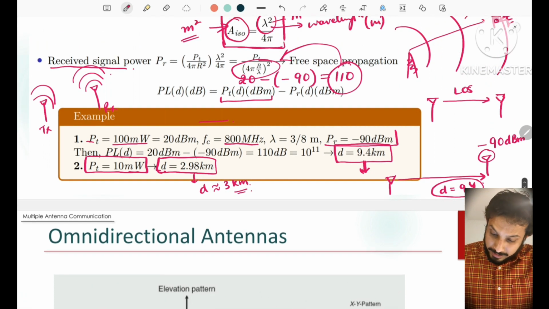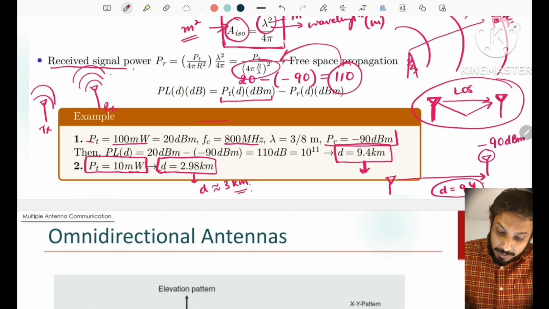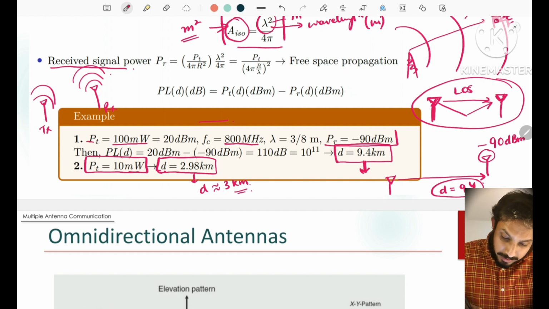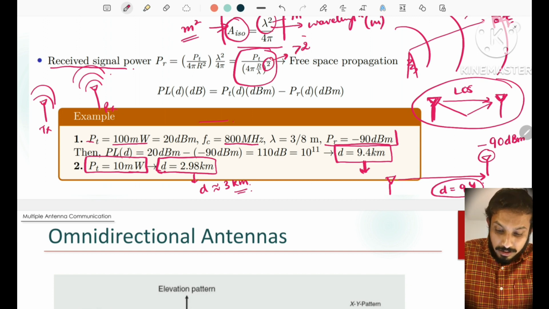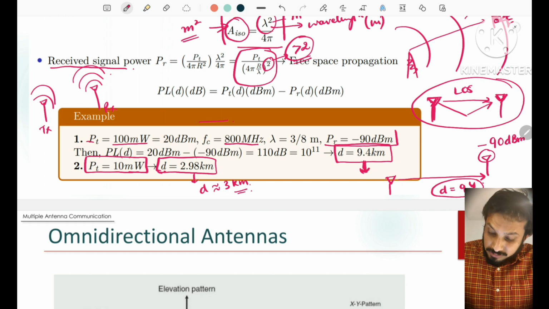And this is the case when we have line of sight expression or line of sight transmission. But in reality, we do not have line of sight. We generally have multiple paths. So in case of multiple paths, this factor here in the free space propagation is generally not 2 but greater than 2. As a result, this distance will not be 9.4 kilometer but very much less than 9.4 kilometer.